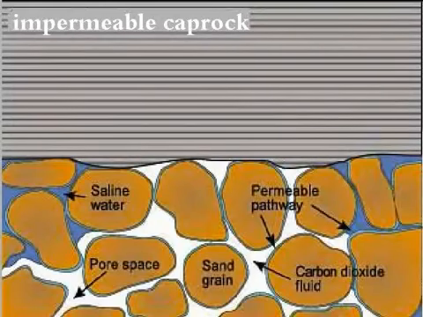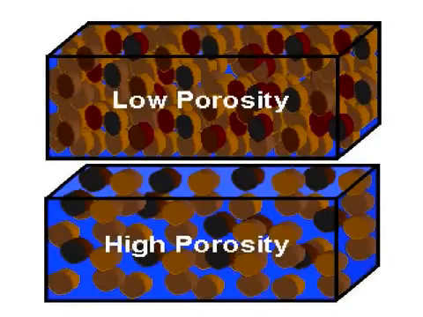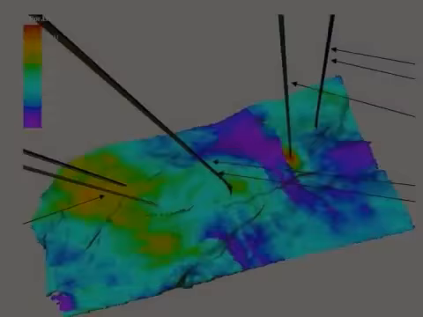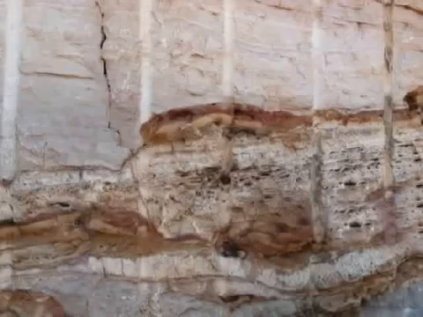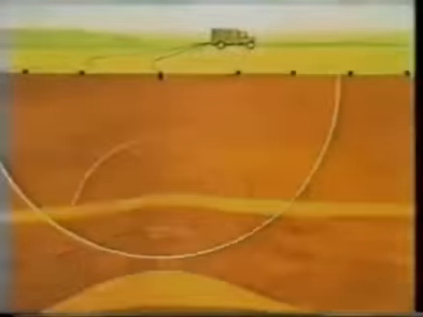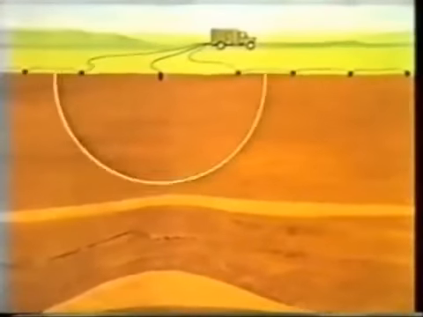The third property that affects sound waves is porosity, or the amount of pore space in the rock. These pores, depending on their size, change the speed of sound waves. If there are big pores, sound waves will pass through slower than if the pores are small or if there are no pores at all.